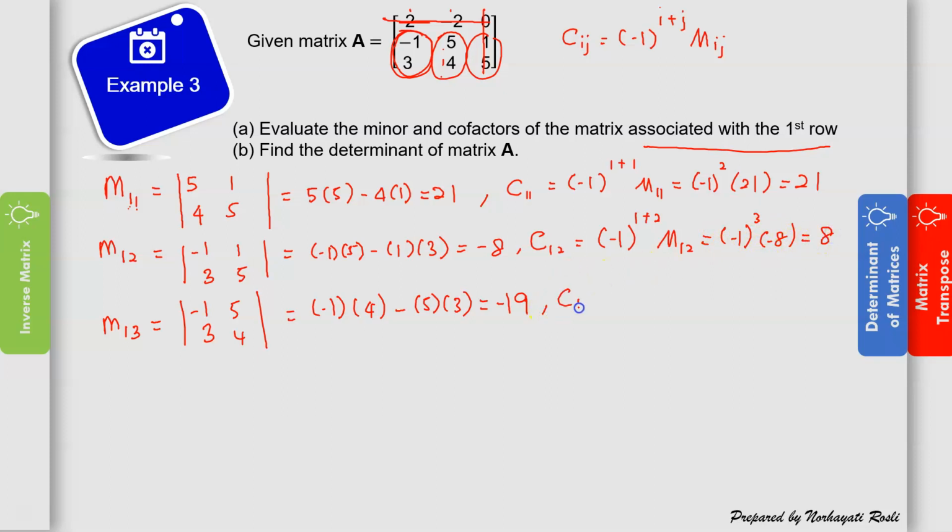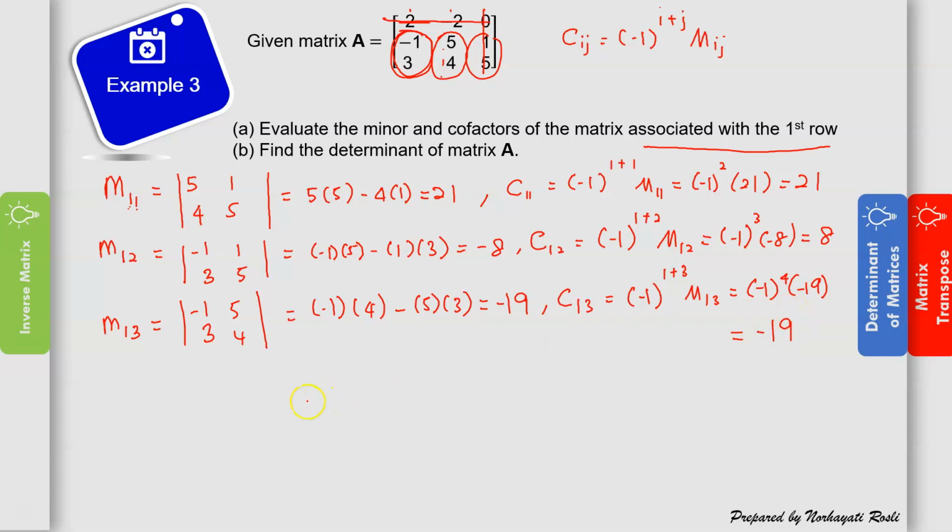And then for C13, negative 1 power 1 plus 3 times M13. So equal to negative 1 power 4, times negative 19, which means for this one you get positive times negative 19, so we get negative 19 as the answer.